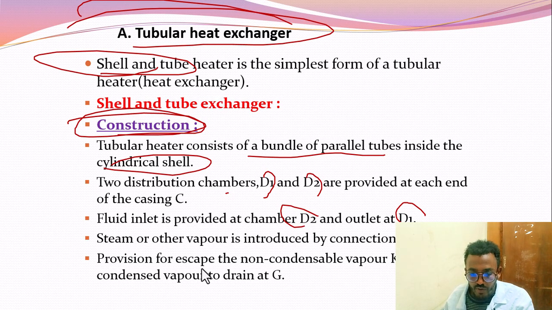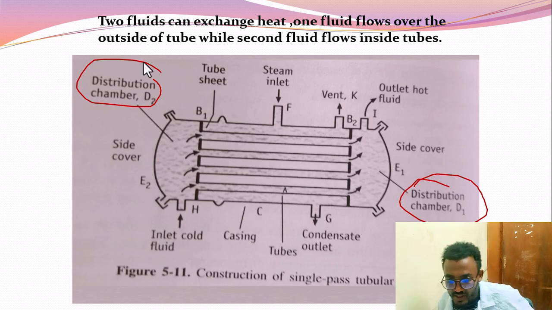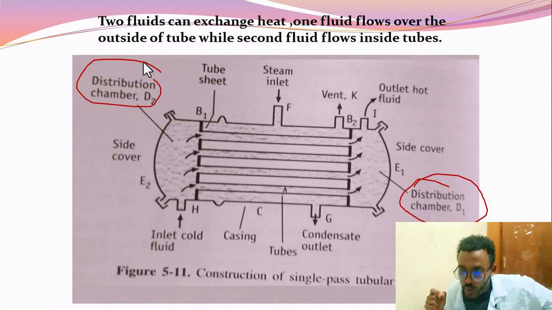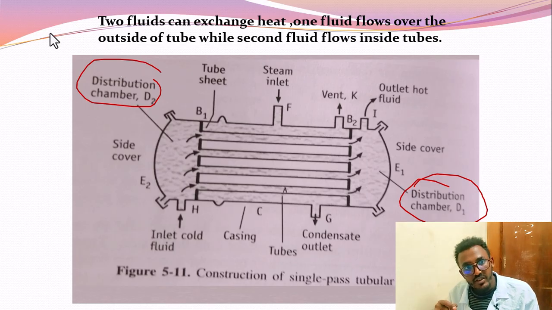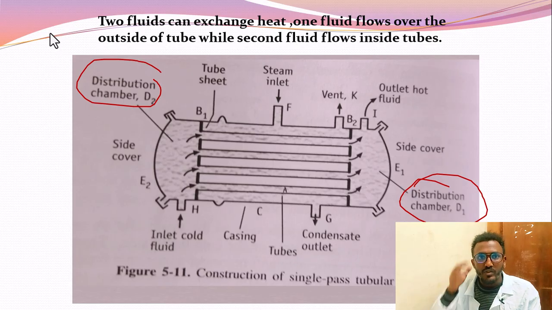And provision is made for the non-condensed vapor to escape at K and the condensed vapor to drain at G. So let's go here. This is how two fluids can exchange heat. One fluid flows over the outside of the tube, while the second fluid flows inside the tube, right? One is inside the tube and the other one is outside the tube.